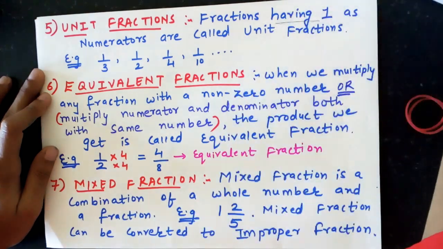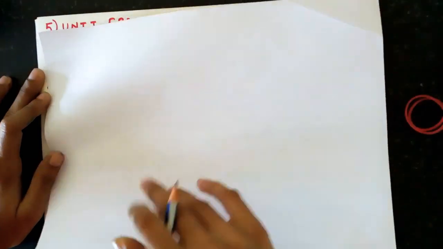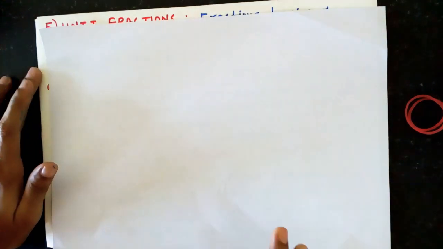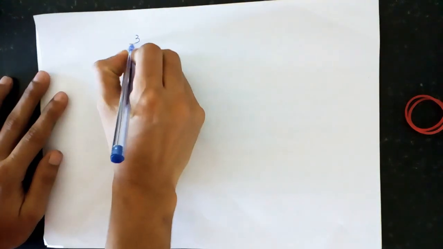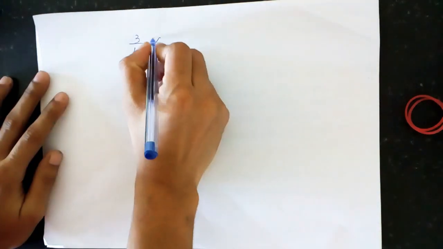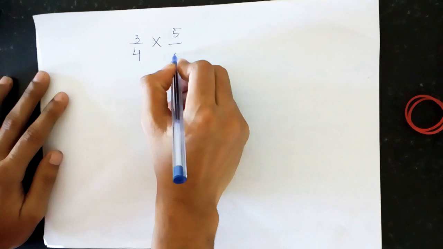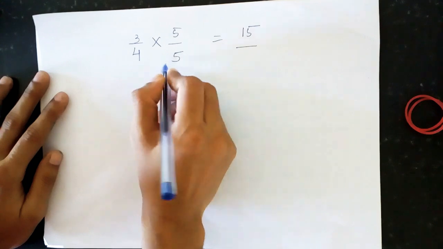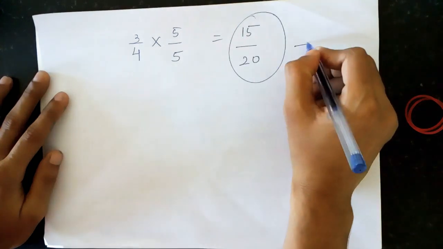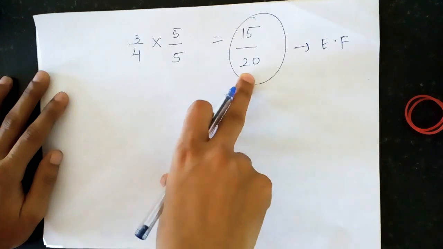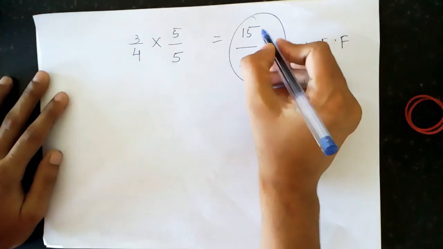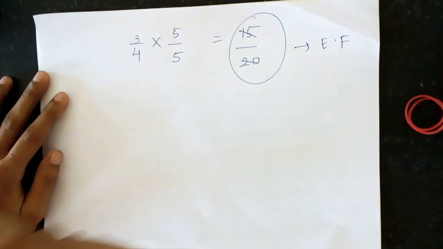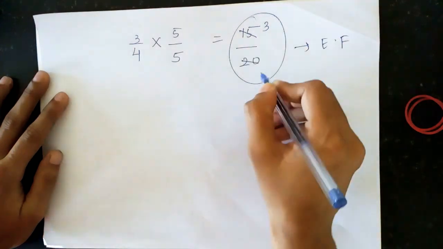Now why is this called an equivalent fraction? Let us see with an example. Let us take one fraction, 3 by 4. Now you multiply both with 5. You can multiply with any number. So the answer will be 5 3s are 15 and 5 4s are 20. Now this answer you get is an equivalent fraction. Why is it equivalent to this fraction? Because if you do cancellation, if you reduce it, both come in the table of 5. So 5 3s are 15 and 5 4s are 20.